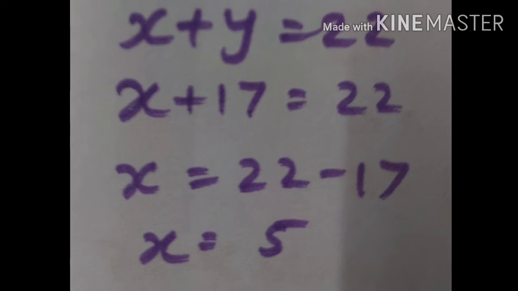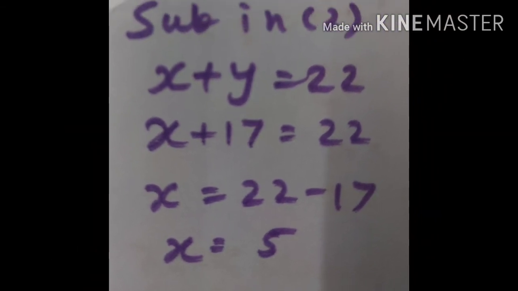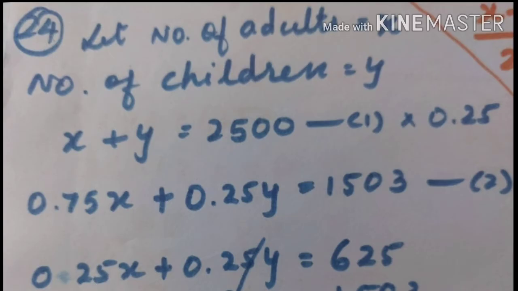Our next question is number 24. There were 2,500 persons who bought tickets to see a village fair. So the total number of persons is 2,500. The adults paid 75 paise each for their admission tickets, but the children paid 25 paise each. If the total receipts amounted to rupees 1,503, using an equation method, find how many children saw the fair.